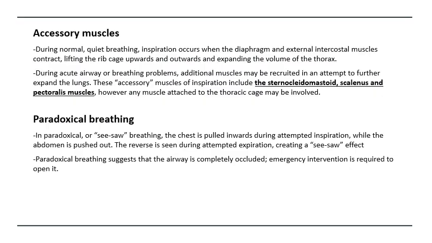What about the accessory muscles? As we know, during normal quiet breathing, inspiration occurs when the diaphragm and external intercostal muscles contract, lifting the rib cage upwards and outwards and expanding the volume of the thorax. During acute airway or breathing problems, additional muscles may be recruited in an attempt to further expand the lungs. These accessory muscles of inspiration include the sternocleidomastoid, scalenus, and pectoralis muscles. However, any muscle attached to the thoracic cage may be involved.